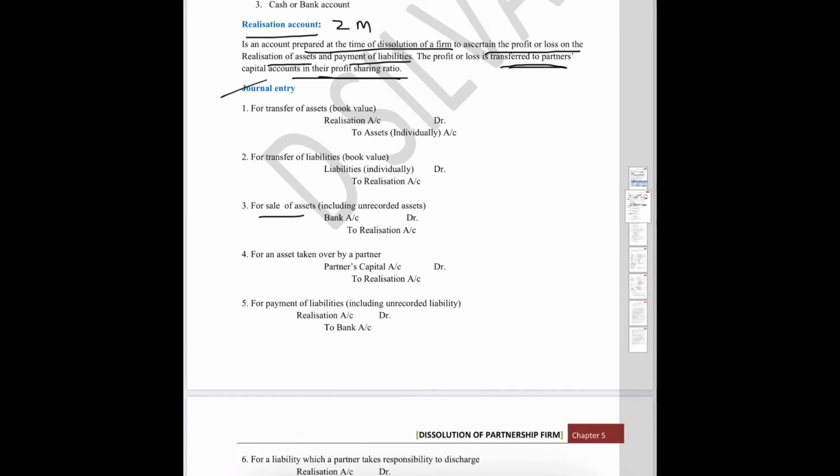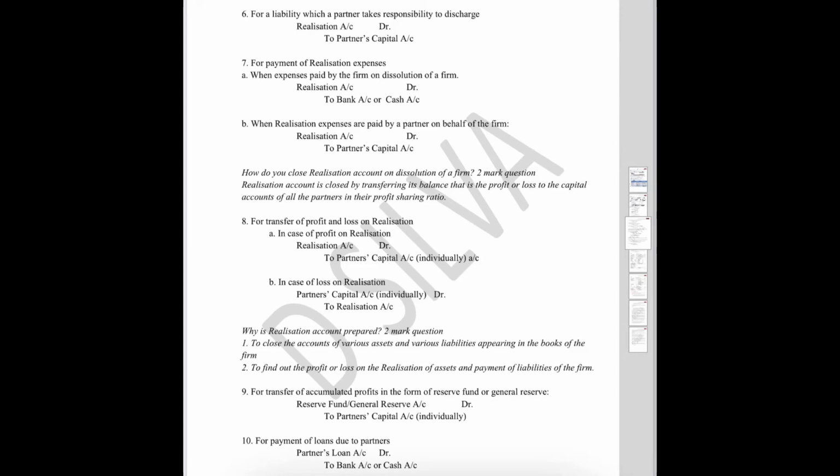Assets taken over by the partners. If partners are taking over the assets, then partners' capital account debit to realization account. Taking over means he takes up the responsibility to dispose of the asset, or he is acquiring the asset and pays the money to the firm. Next, for the payment of liabilities or for all those unrecorded liabilities, realization account debit to bank account. For a liability which a partner takes responsibility to discharge, meaning the partner is taking over the liability and is going to pay the liability of the firm, the journal entry will be realization account debit to partners' capital account.